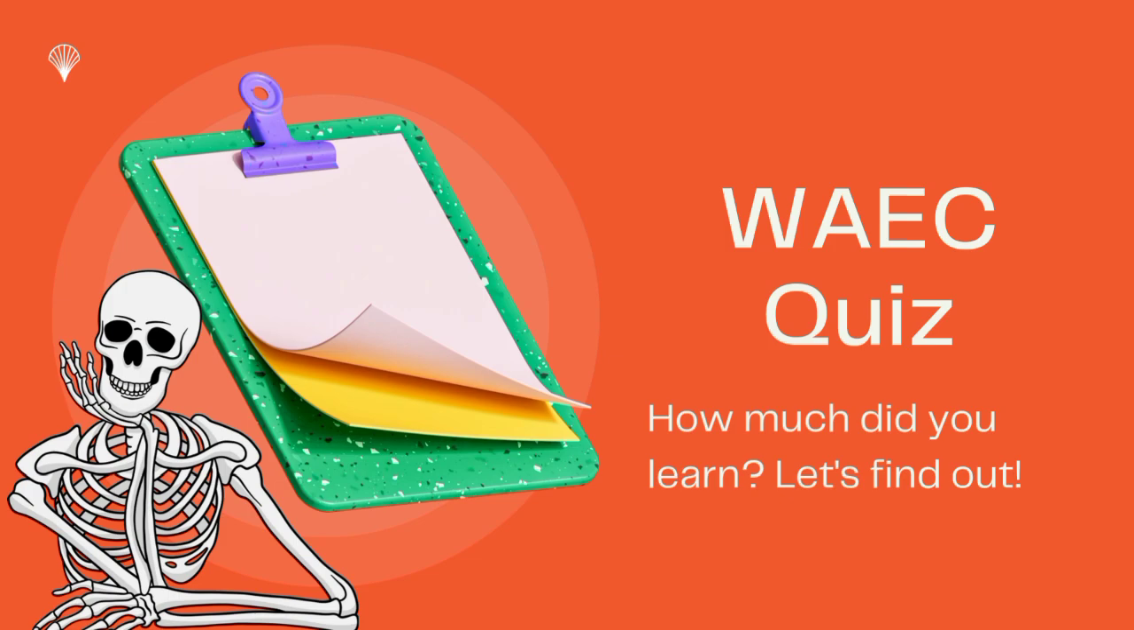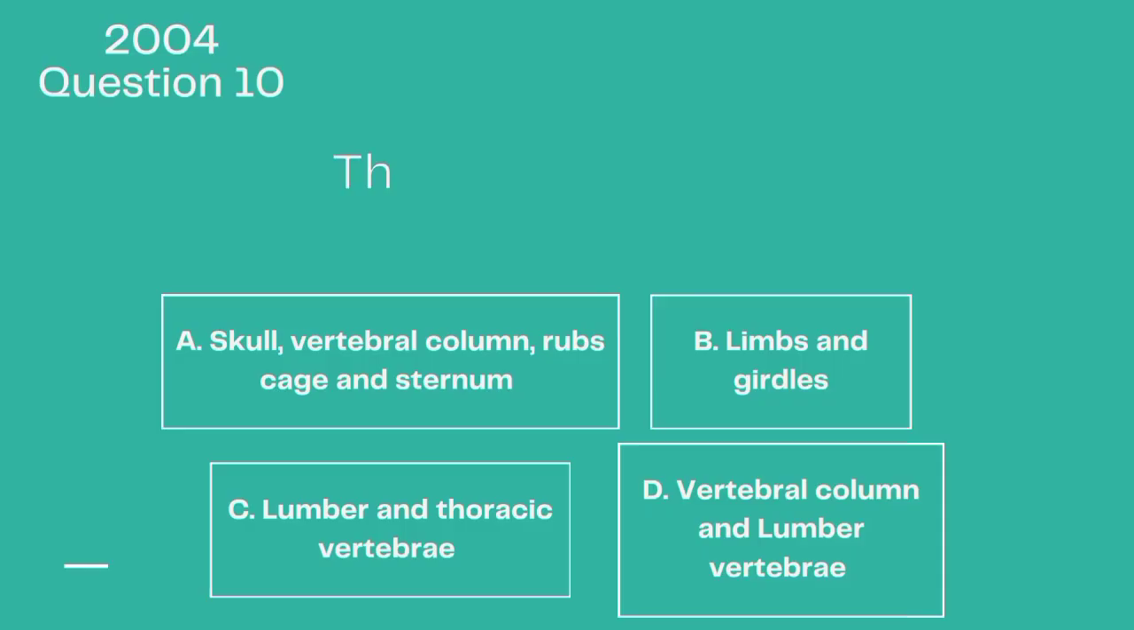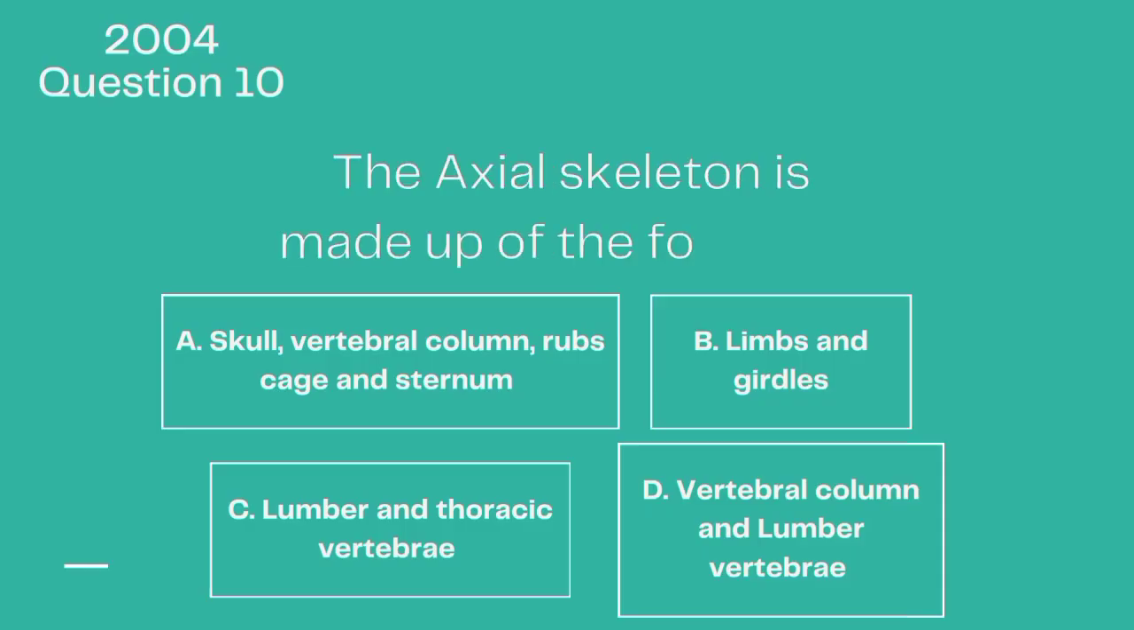The first question we will look at is question 10 from 2004, and it says, the axial skeleton is made up of the following: A. Skull, vertebral column, ribs cage, and sternum. B. Limbs and girdles. C. Lumbar and thoracic vertebra. And D. Vertebral column and lumbar vertebra. Look at the pairing of the options and pick your answer.